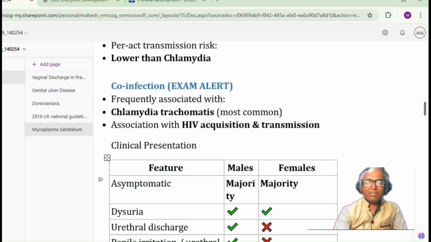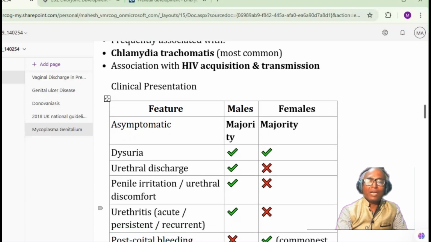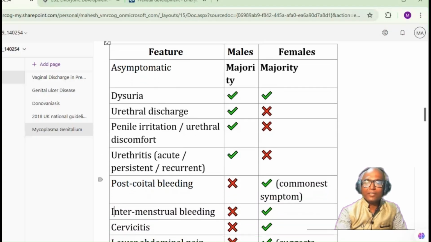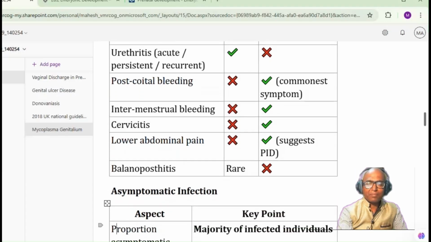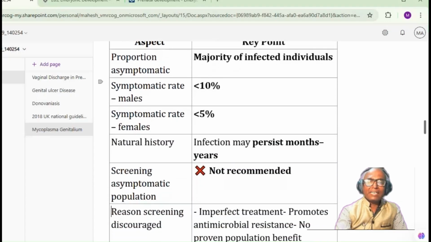So many cases are asymptomatic, both in males as well as females. In males, the presentation is dysuria, urethral discharge, penile irritation, and urethritis. While in females, dysuria is the presentation, and sometimes post-coital bleeding also. This is one of the common presentations; mycoplasma will present with post-coital bleeding. There may be intermenstrual bleeding, cervicitis, and lower abdominal pain. So these are the features associated with mycoplasma. The symptomatic rate is less than 10%. Most infections will be asymptomatic.